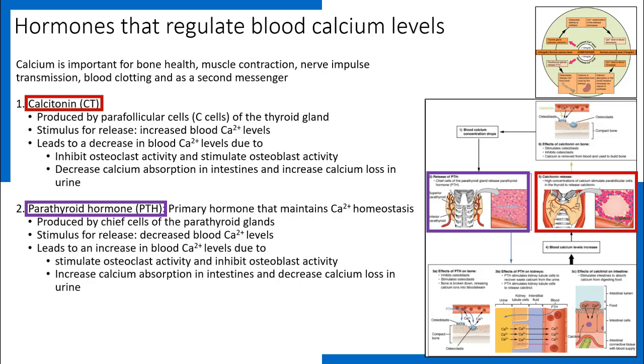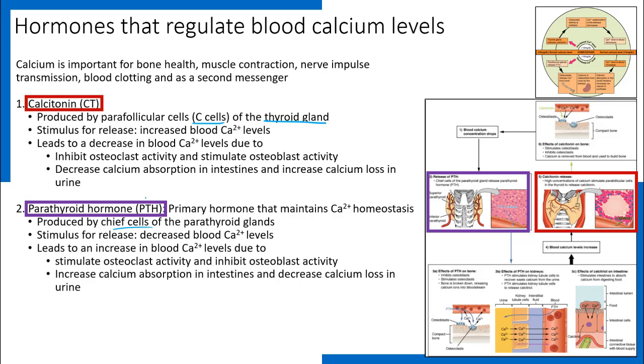The next set of hormones are hormones that regulate blood calcium levels. So the two hormones are calcitonin and parathyroid hormone. We talked about this when we talked about the lecture on bone. So calcitonin is produced by the parafollicular cells, also called the C cells of the thyroid gland. Parathyroid hormone, or PTH, is produced by the chief cells in the parathyroid gland.